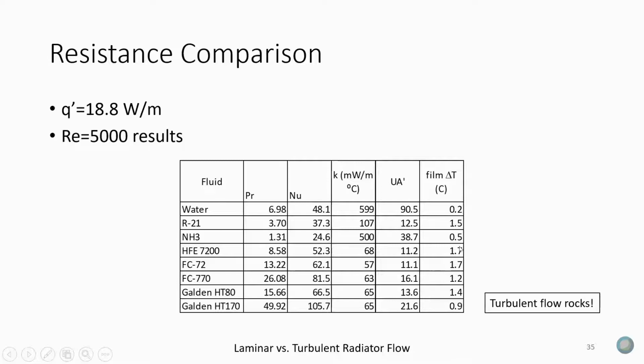So if we look at turbulent flow doing the exact same stuff at Reynolds number 5,000, all these film delta T's have come down. If you recall, we were up at around 20 degrees centigrade for all of our newer fluids, and here we're down below 2 for everything. So I love turbulent flow, and it's something that you'd really like to have in your radiator if you can get it. So here's pause for questions.